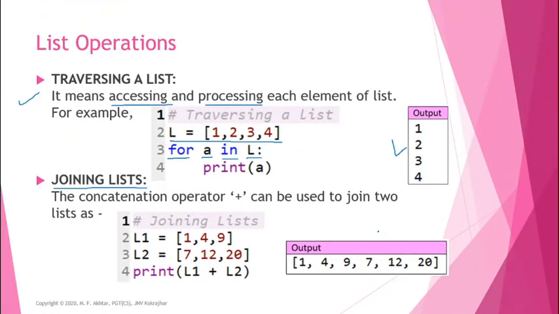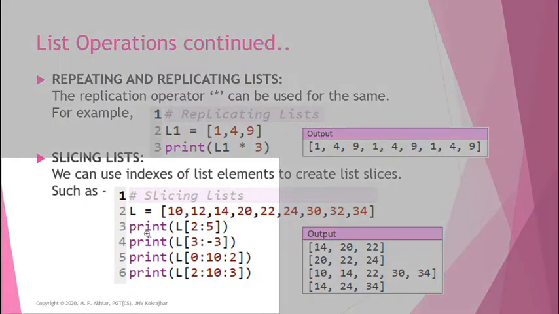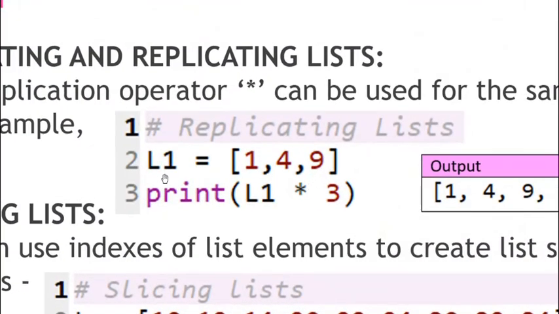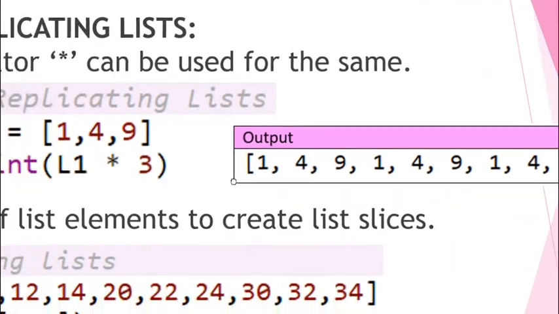Okay, one after another. We can use the repeating and replicating list operator, that is the multiplication symbol, the asterisk symbol. It works the same as strings. See the example here. We have created one list L1 with 1, 4, 9, and then we are multiplying by 3. Then what happens? It will repeat all 3 numbers and put all the values in a single list.